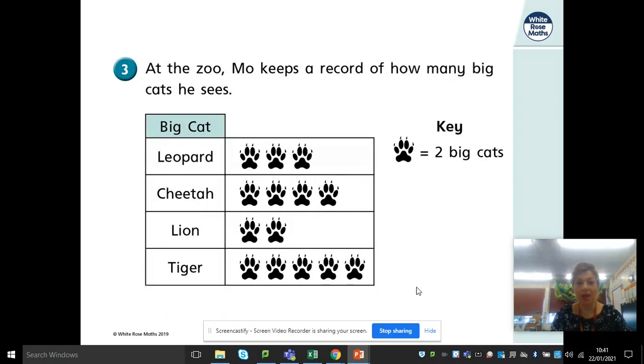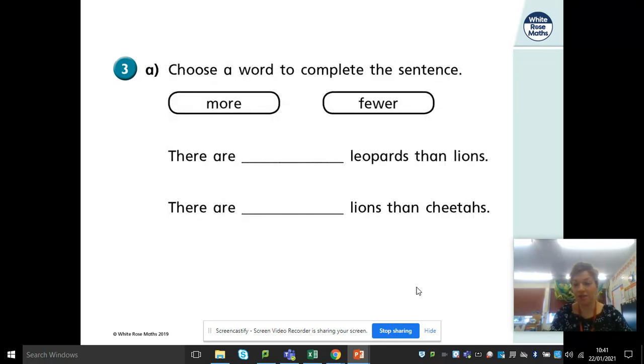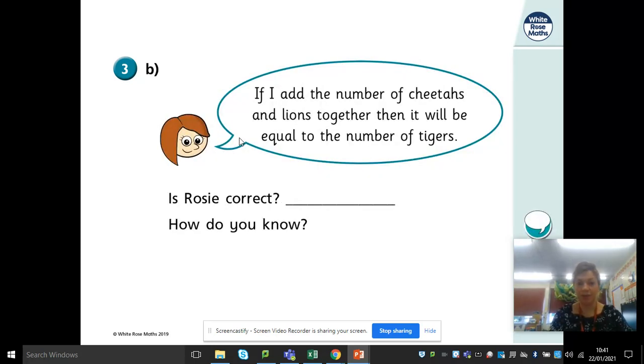Okay, then moving on. At the zoo, Mo keeps a record of how many big cats he sees. So remember, look at the key. So 1 paw print is 2 big cats. And then you've got some sentences there where you need to either put the word more into it or fewer. Okay, and you can read those sentences. And then you've got a bit of a problem-solving activity at the end.